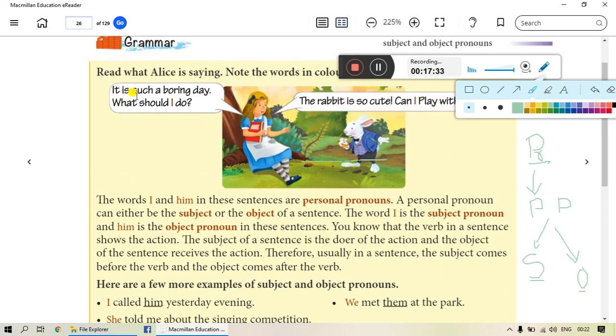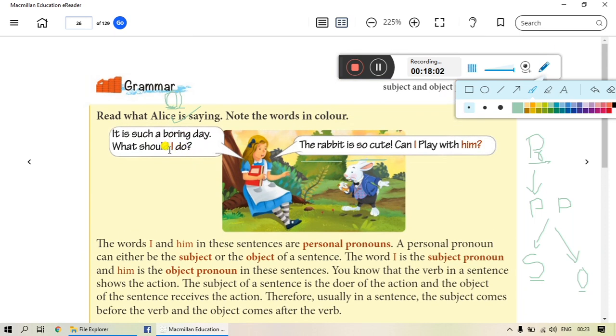In this sentence, Alice is saying, it is such a boring day, what should I do? Okay, do is the action. So I is the subject pronoun, because she is the one who has to do something. She is the one who is the doer of the action, so it is a subject pronoun.